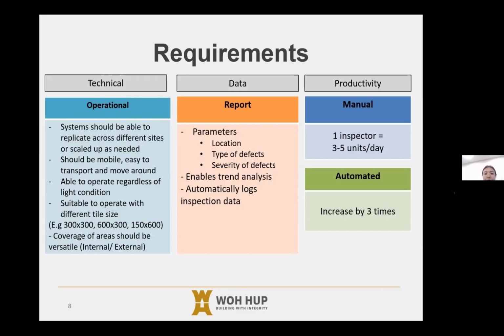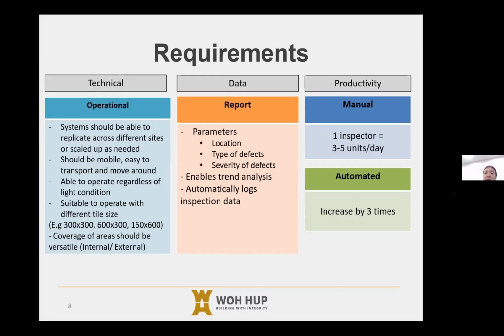Then on the reporting portion, the report should be able to allocate the location and types of defect, be it leakage, tile damage, or inconsistent grout. It should be able to detect and come out in the report. And of course, the severity of the defects. Then an additional function that we would like to have is being able to analyze the defect trend. Then of course, the automation log into defect data.